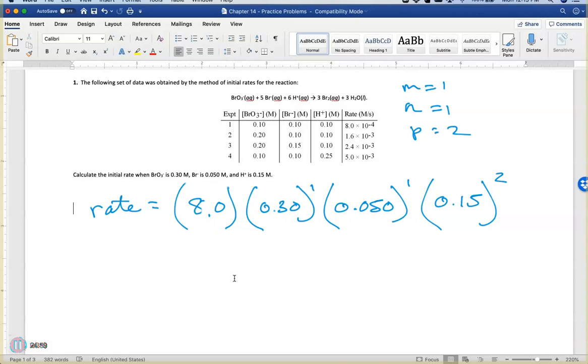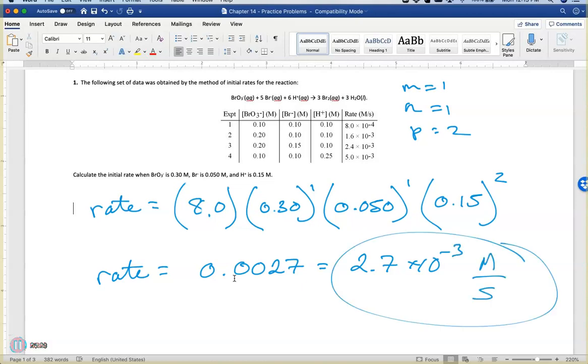I always start with the more complicated stuff, so 0.15 squared, I'll start with that, multiplied by 0.05 times 0.3 times 8. That's 0.0027, with sig figs, 2.7 times 10 to the negative third. Rate is always in molar per second. Or if it's a little bit different, always go back to the chart. It'll tell you exactly what units you have. That's how we finish off a problem like this.